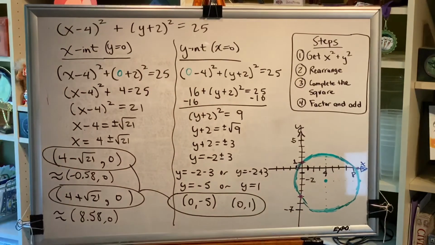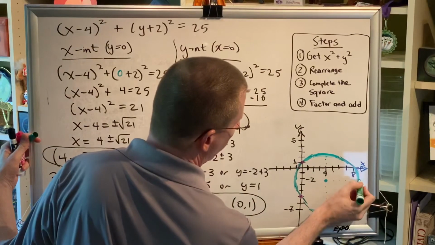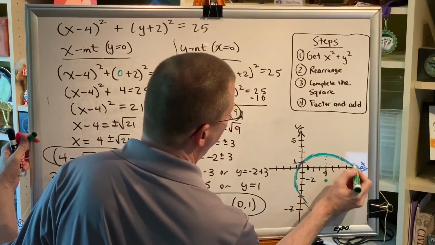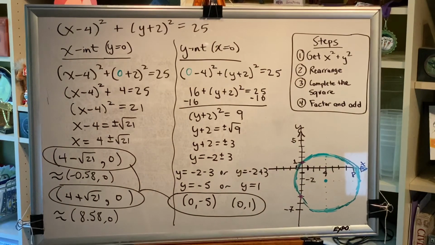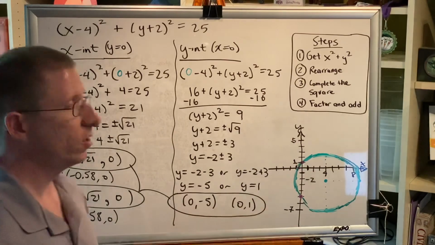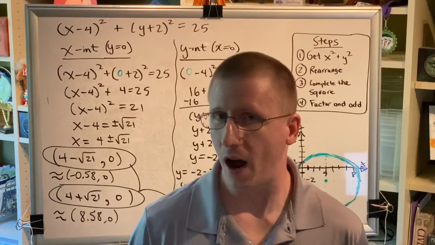That one looks like we missed it by just a little bit. I think our circle was supposed to go up a little bit more and then come across. Didn't quite get that part correct. So you can see why it's very important to use algebra to find the intercepts, because your graph isn't always perfect.